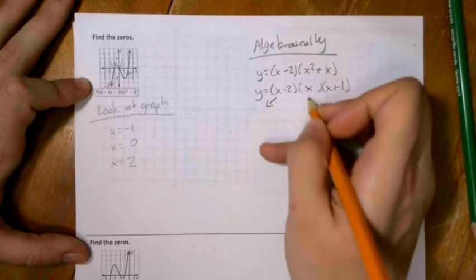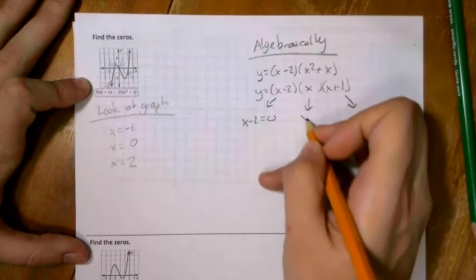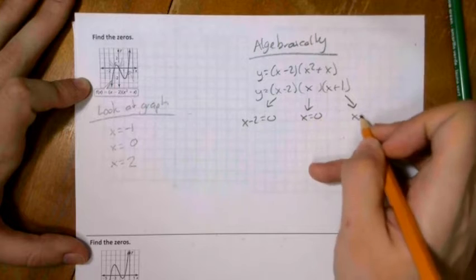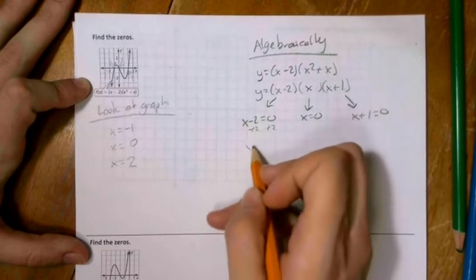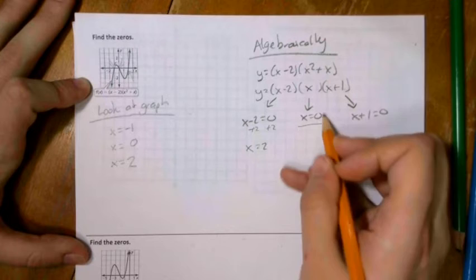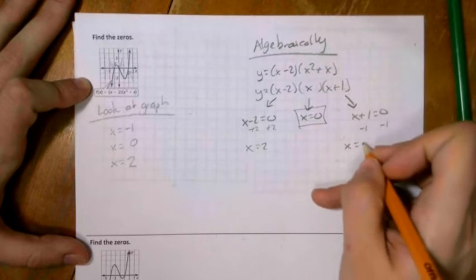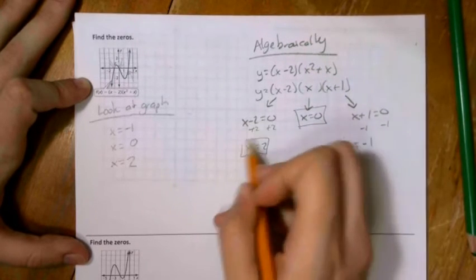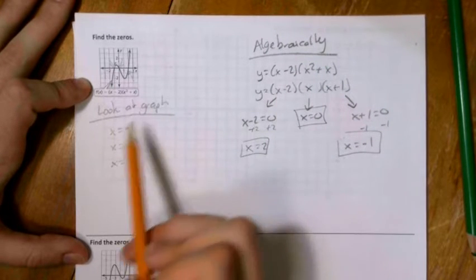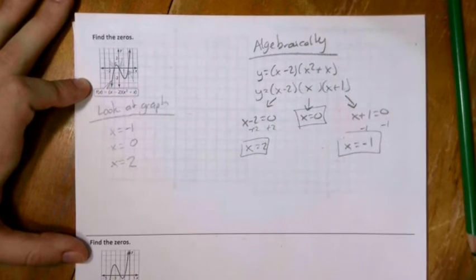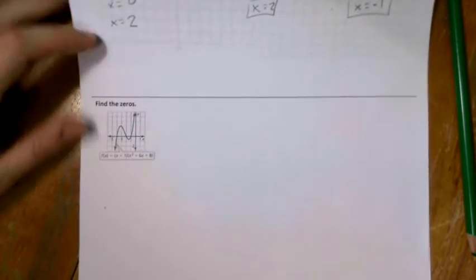So then I can set each of these equal to 0. We get x minus 2 equals 0 and x plus 1 equals 0. I add 2 on both sides, so we get x equals 2. And then I subtract 1 on both sides, so I get x equals negative 1. I can check those, or you can look at the graph and go, hey, look at that. There's two different ways. You can look at the graph or solve it algebraically. Isn't that awesome? All right, I want you to try the next 5 on your own.